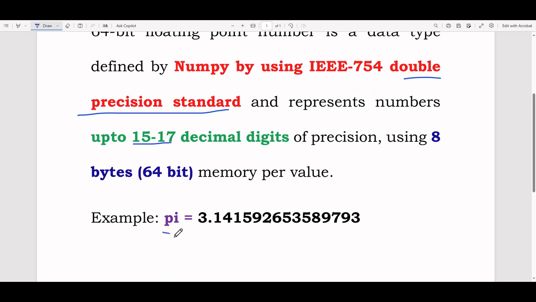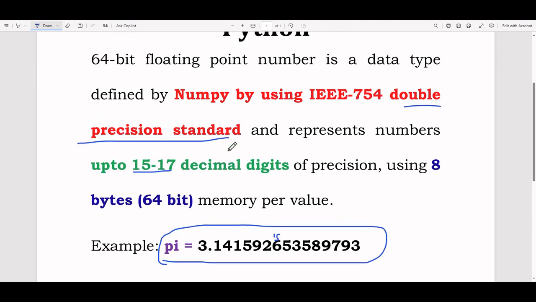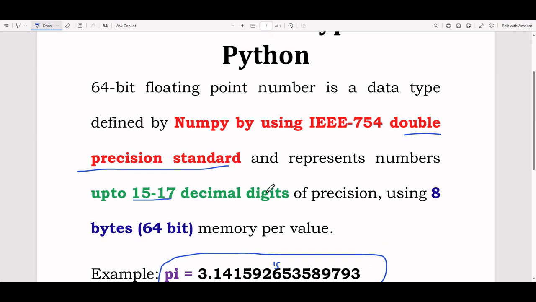Like this is a number which is stored in 64 bits or 8 bytes of memory. This is the value of pi, 3 point, and these are the 15 numbers after the point. So 15 to 17 decimal digits after this point. So this number provides more accuracy, and the NumPy library is used to deal with mathematical programs and functions.